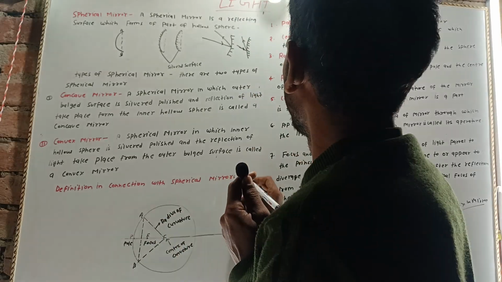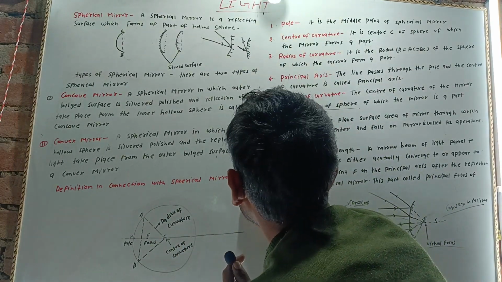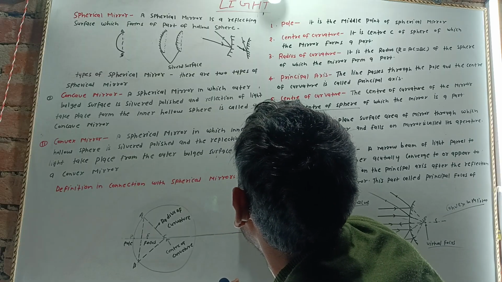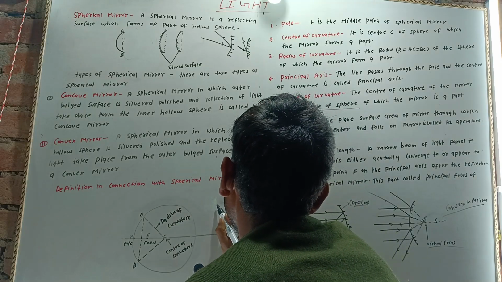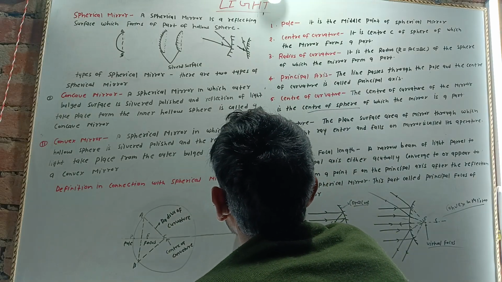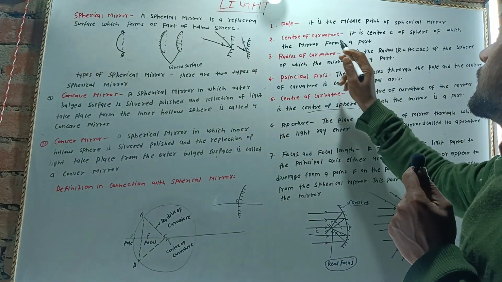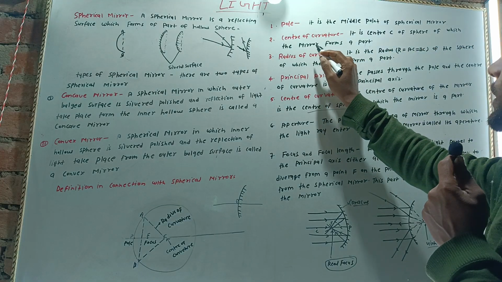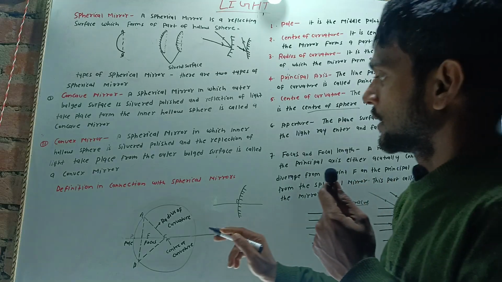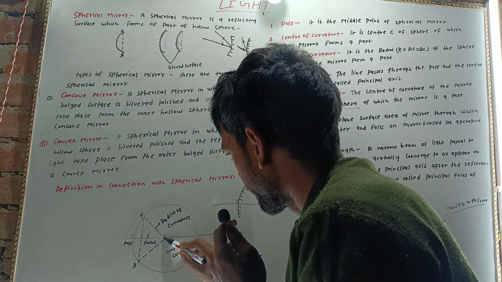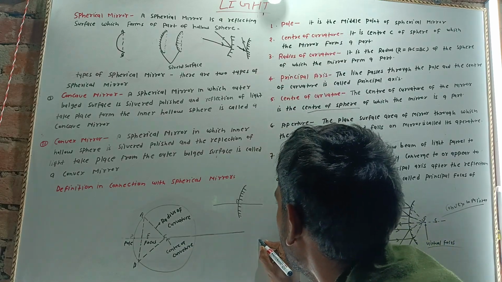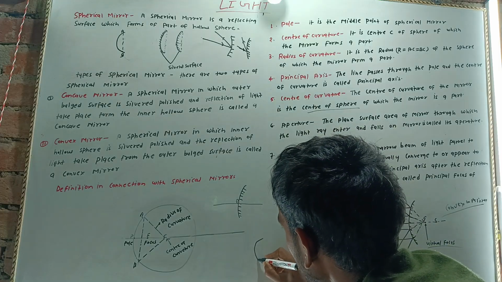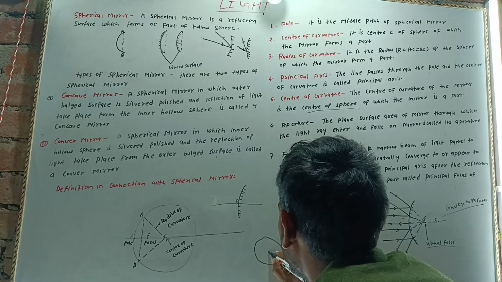This is the pole. Suppose any spherical mirror is cut, concave or convex, this is the middle point, called the pole. Center of curvature. It is the center C of the sphere of which the mirror forms a part. That means it is the center C of the hollow sphere.